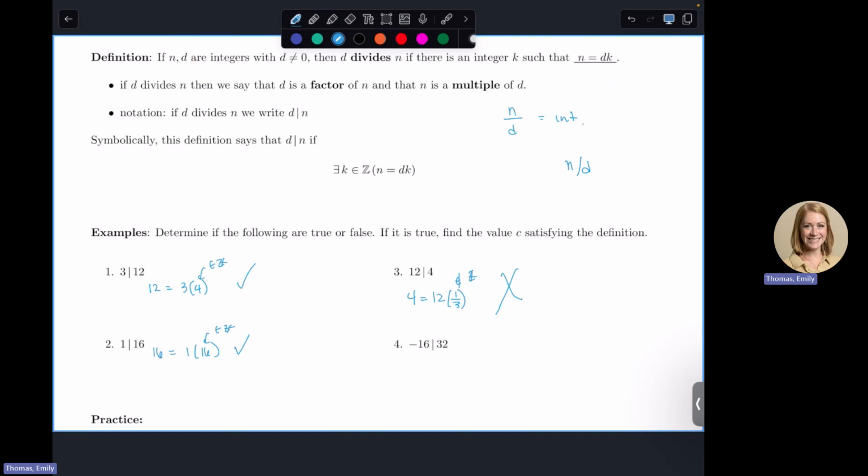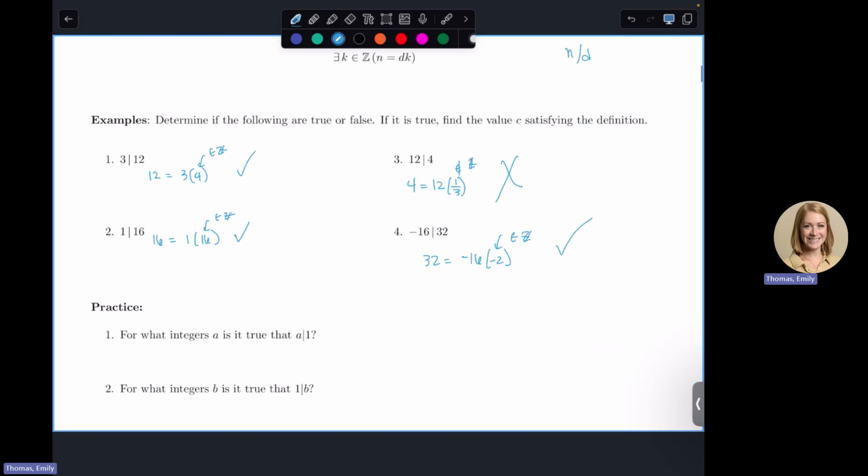How about negative 16? Does negative 16 divide into 32? The answer is yes. 32 is negative 16 times negative 2, and that is an integer, so we are good to go. Definition of divides makes sense. The thing on the left is a divisor, an even divisor of the thing.